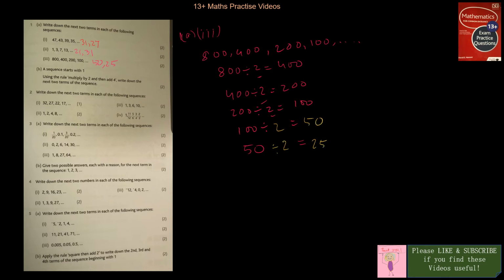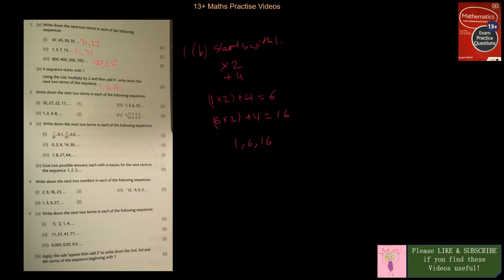Part 3 is 800, 400, 200, 100. You see they are halving. 800 divided by 2 is 400. 400 divided by 2 is 200. 200 divided by 2 is 100, and so on. So the next two terms are 50 and 25.